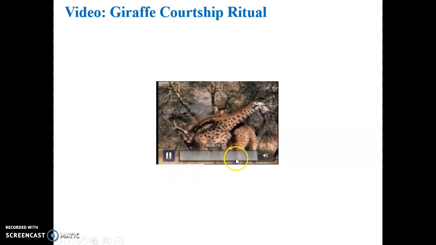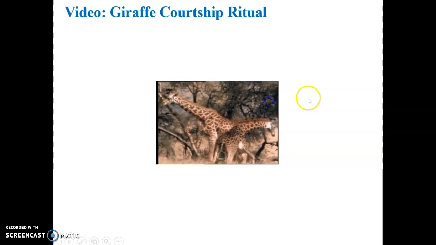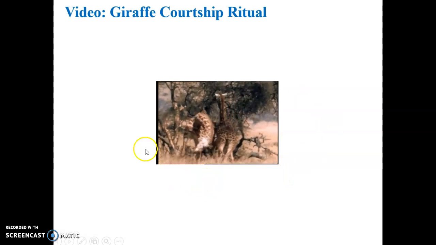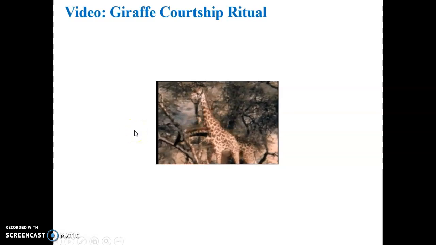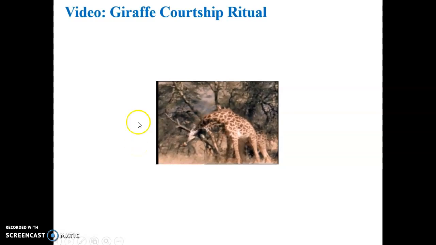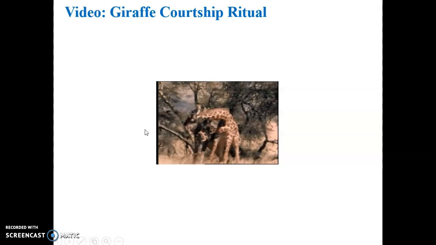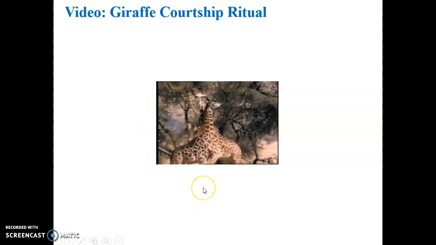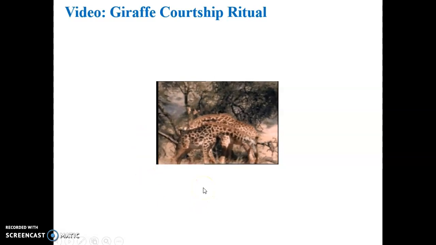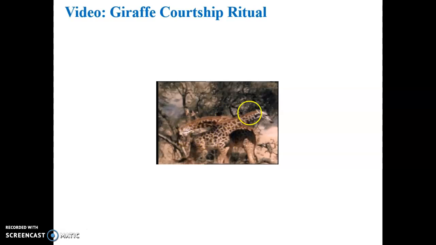Giraffes, they themselves have a courtship ritual. And notice how they actually use their long necks in their courtship ritual. If you remember, we talked about how sexual selection, a type of natural selection, is one of the hypotheses for why the long neck developed in giraffes. That was in one of our previous chapters.